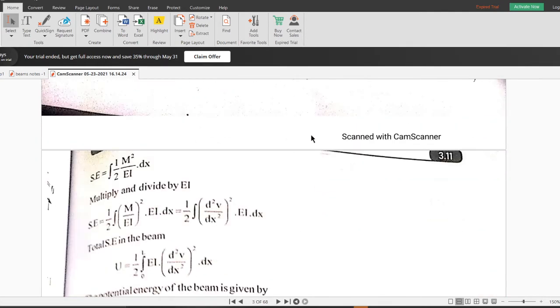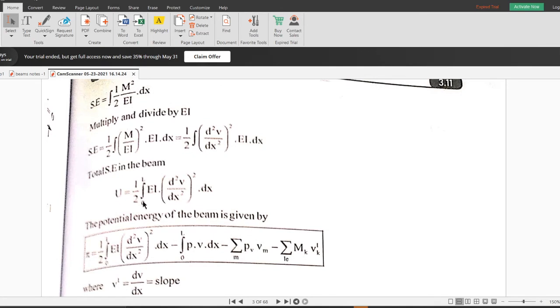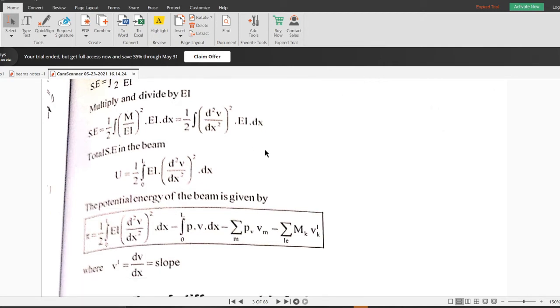Therefore, strain energy we have already derived. U is equal to half of the integration of EI (d²v/dx²)² into dx, minus work potential. That work potential we are going to consider with respect to three loads: one is body load, one is point load, and another one is with respect to the moment. So phi is equal to strain energy, this is the strain energy, minus work potential.